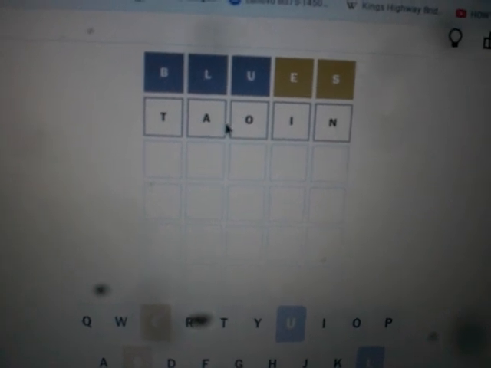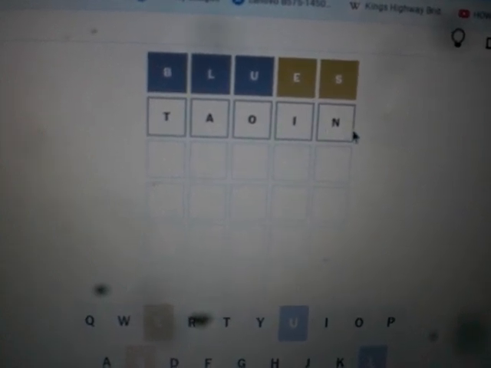S-T-O-N-E. Okay, we could do S-T-E-I-N. We'll go with stone. We already said it, so either one would actually work, stone or stein. Okay, lots of green. Oh wow, now we got a good chance to get this in 3 or 4, maybe in 3. So the S and the E are green, they're in those spots.